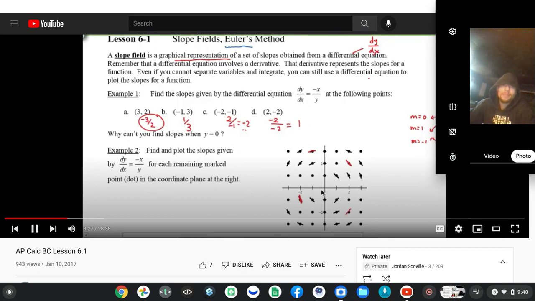Okay. Oops, I forgot to answer this question. Why can't you find slopes when x equals 0? Think back to good old times in grade 10 and 11 math. Can't divide by 0. Because 0.